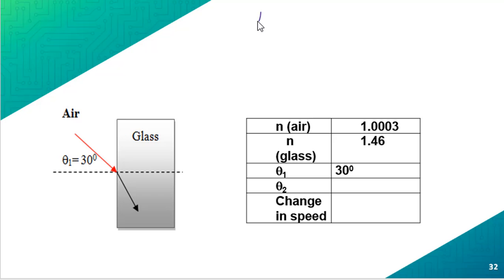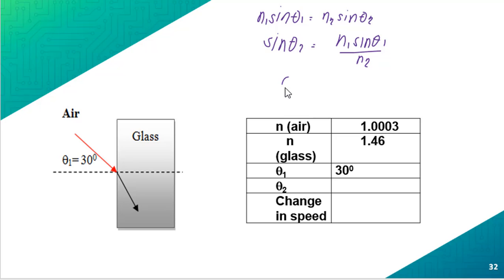Okay, so we now have n1 sine theta 1 equals n2 sine theta 2. So again, we are looking for theta 2. So you have sine theta 2 is equivalent to n1 sine theta 1 divided by n2. Or for us to be able to get theta 2, that should be inverse sine of the quantity n1 sine theta 1 divided by n2. So here you will be able to get angle 2.